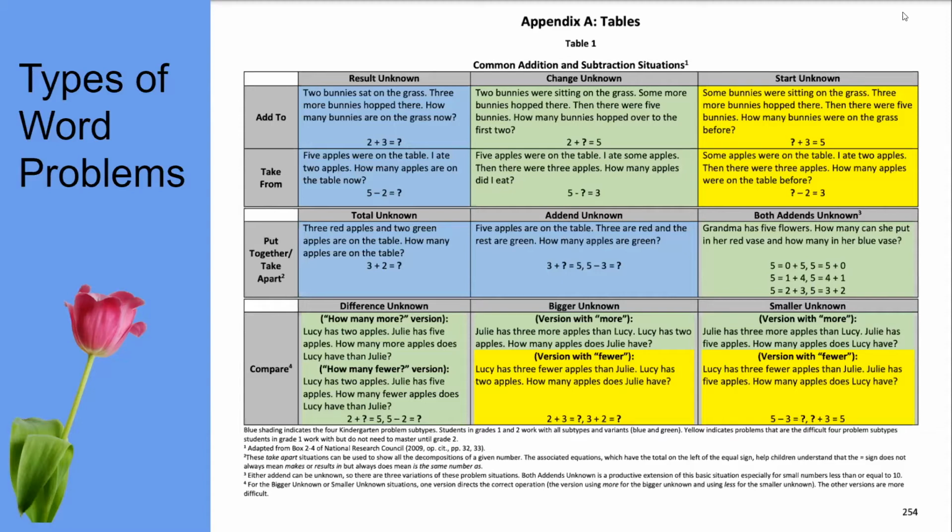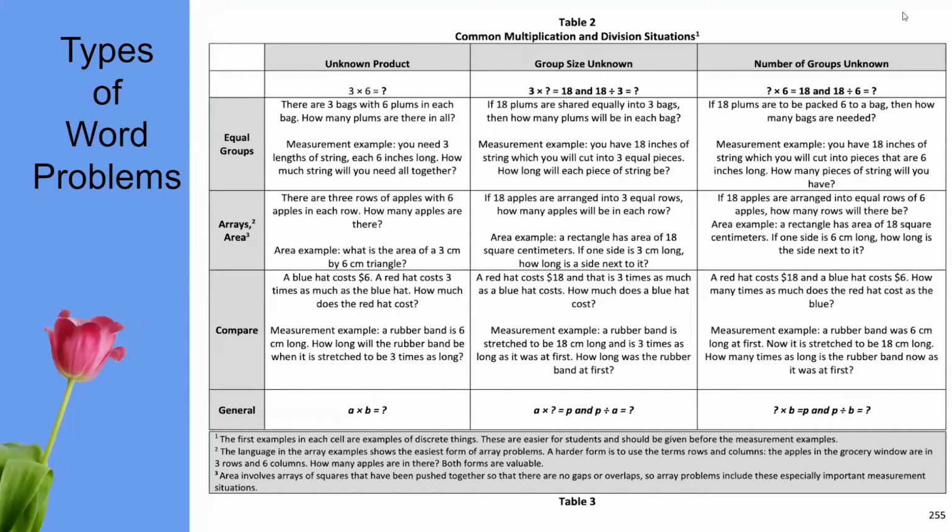Now, if you're doing multiplication, of course, it's the same thing. We have unknown product, group size unknown, and number of groups unknown. We also have equal groups, arrays, and compare. Again, we tend to give them problems that look like this when they need to be working through problems that look like these. So if you go to your standards, this is in the back. It's a great resource for us to know what kind of problems I am giving my students, and am I really hitting the rigor that they need. That's the issue that we run into.